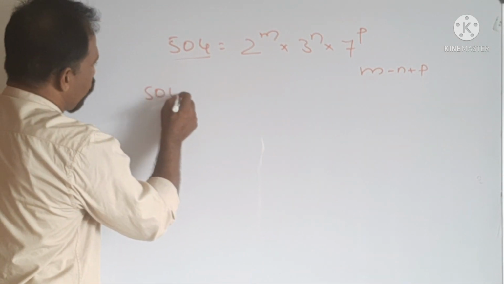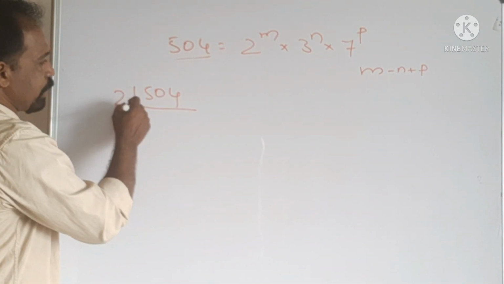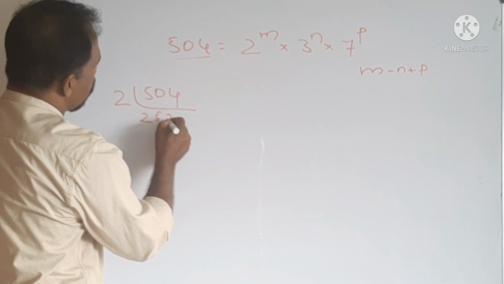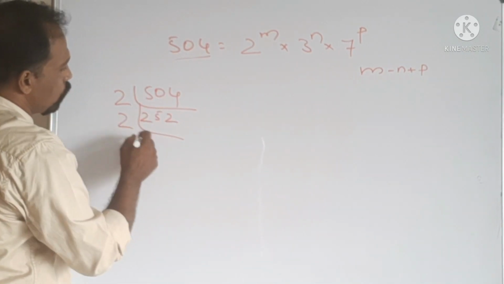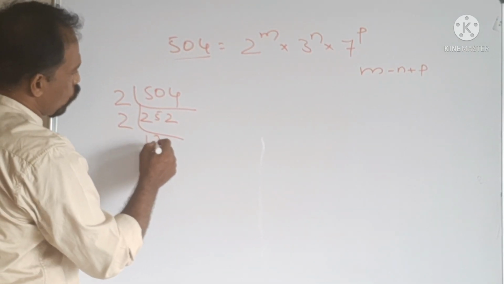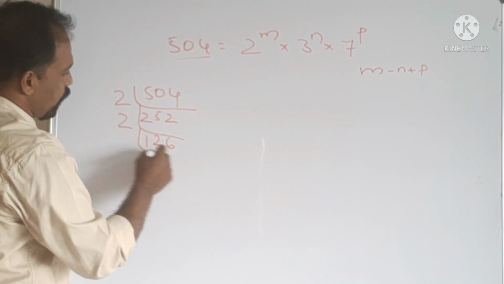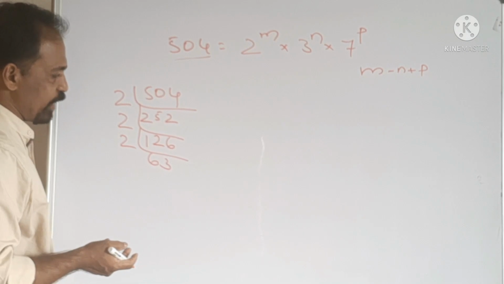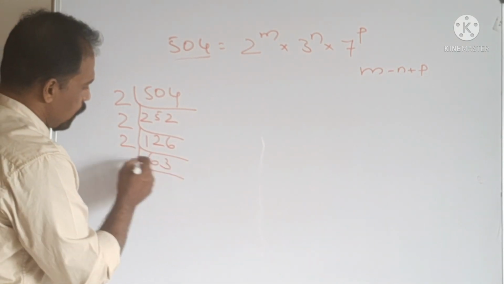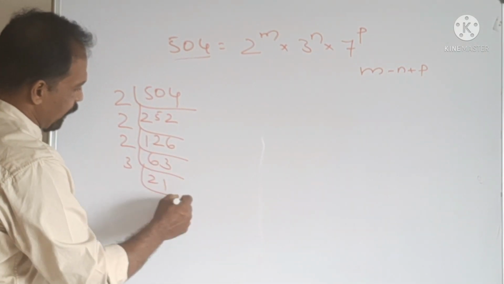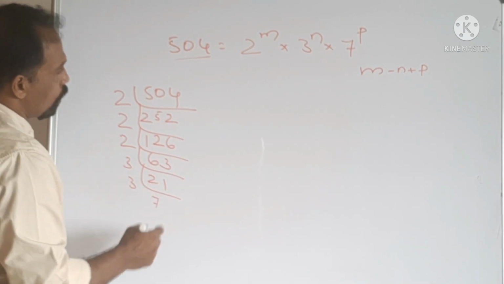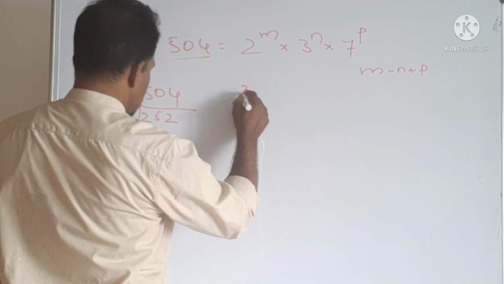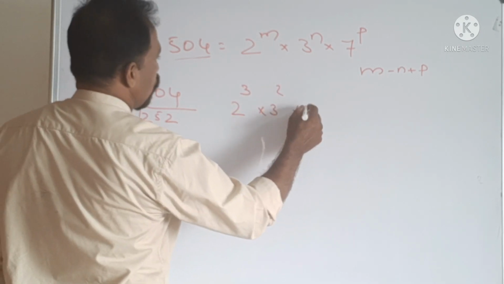So 504 is an even number, it is divisible by 2, so it will be 252. Again 2, 126, again 2, 63. Now it is not divisible by 2, so let us take 3: 21, again 3, 7. So 504 can be written as 2 to the power 3 into 3 to the power 2 into 7.